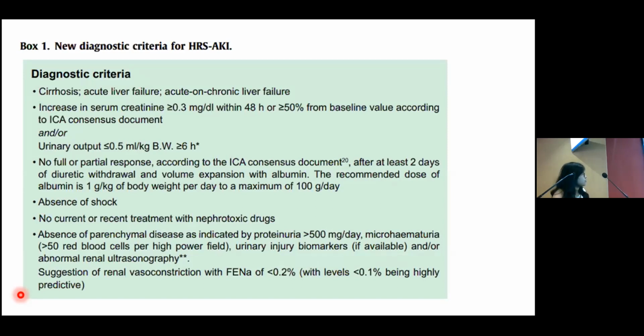And then this patient should not be on any diuretic, or if this patient is on a diuretic, it should be stopped for two days, and they should have adequate volume expansion with albumin and fluid for about 2 days. And this patient should not be in shock and not on any nephrotoxins. And there should not be any evidence of renal parenchymal disease, such as proteinuria more than 500 milligram per day, microhematuria, that is more than 50 red blood cells per high power field, or other urinary biomarkers, and abnormal renal ultrasonography. So if these criteria are fulfilled, then we say it is HRS AKI.